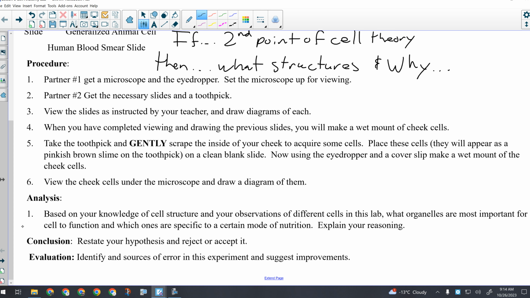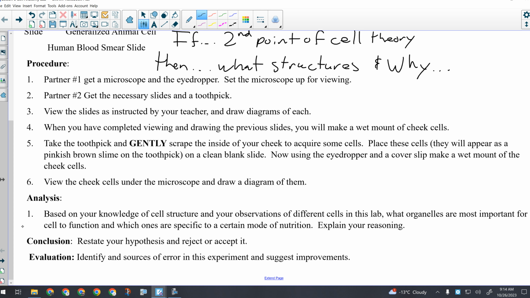Conclusion, same as always. Copy paste your hypothesis and then talk about your data. Did you see the structures you predicted? Why or why not, can you accept or reject your hypothesis? Sources of error. Okay, not inexperienced this time. You're now experienced. So think about maybe some other things that could cause you a little bit of difficulty in this lab.